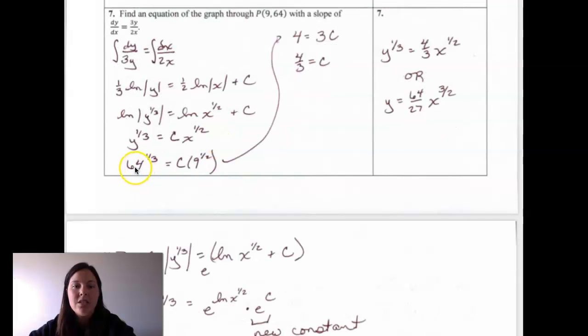Subbing in those initial conditions, y was 64. The cube root of 64 is 4. 9 to the 1/2, the square root of 9 is 3. Solving for c, and then again I can sub that back in. Or if you want to cube both sides, you can. But again, don't do more work than you have to. I will accept this answer. The more work you do, the more chances you give yourself to make a mistake.